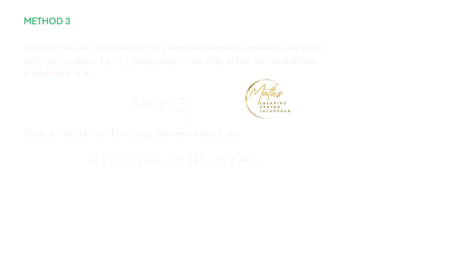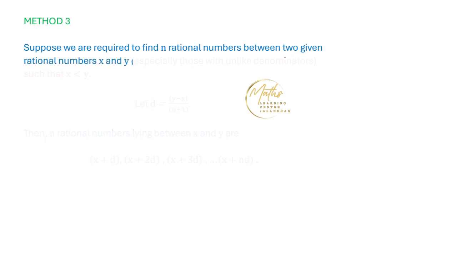Now next we are going to discuss the third method to find a rational number between two given rational numbers. Suppose we are required to find n rational numbers between two given rational numbers x and y, where x is less than y. We generally adopt this method when the two numbers x and y have unlike denominators.